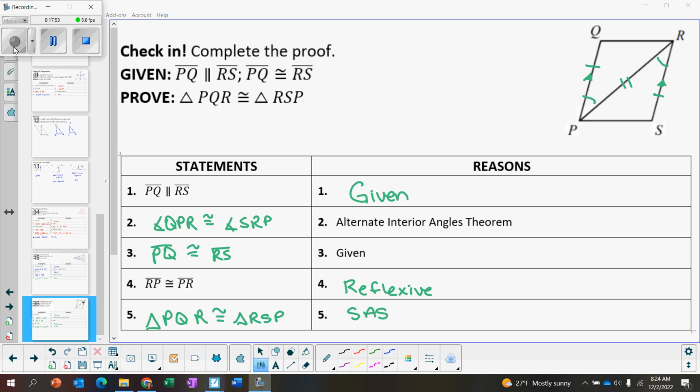All right, let's check this last one. We were given that the lines were parallel. It's these two lines that are parallel, and I connected them. The angles that I made are here and here, so angle QPR is congruent to angle SRP by the alternate interior angle theorem. I was also given that segment PQ is congruent to segment RS. I could use the reflexive property to say that the shared side in the middle, PR, was congruent to itself. And then I have enough information to say the triangles are congruent by SAS. And that is sections 5.3 and 5.5.